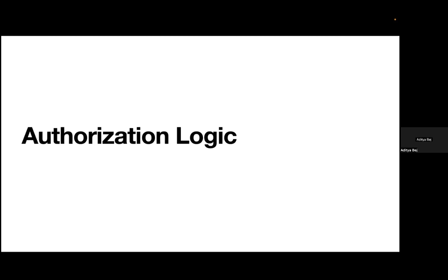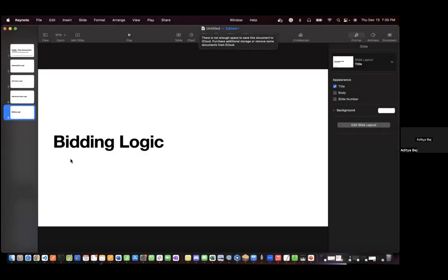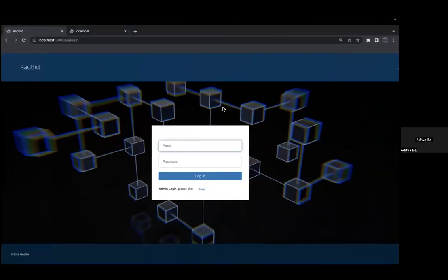Quickly going over the slides, we just have 4 contracts: authorization, adding users into the application since it's a permissioned blockchain system, adding auction items, and bidding logic. So with this, let's get started. I'll be opening up the UI here. So the UI is a quick login screen. Right now we'll be logging in as the admin.